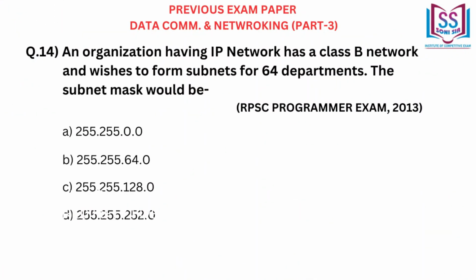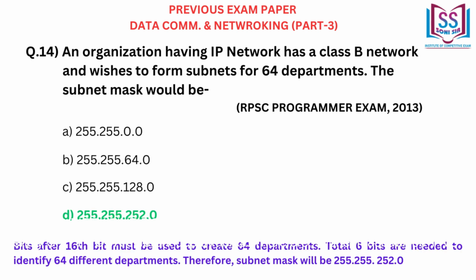An organization having an IP network has a Class B network and wishes to form subnets for 64 departments. The subnet mask would be: A. 255.255.0.0, B. 255.255.64.0, C. 255.255.128.0, D. 255.255.252.0. Correct answer D. 255.255.252.0.